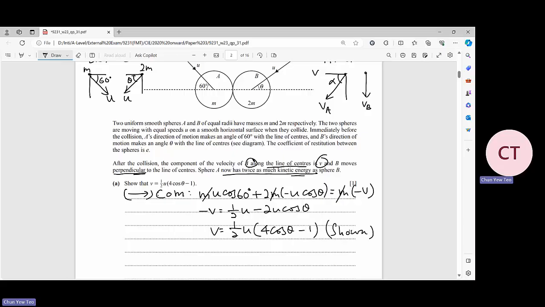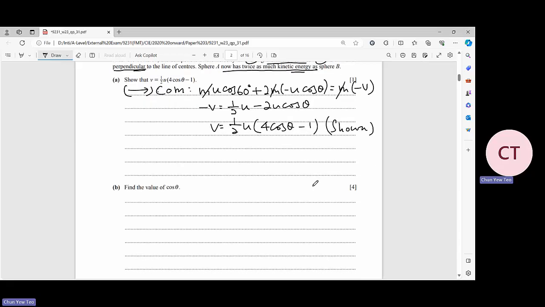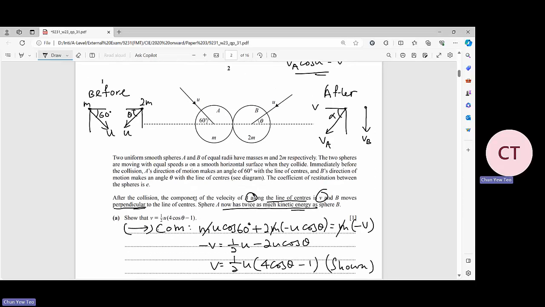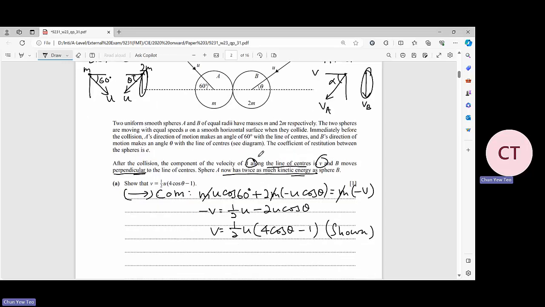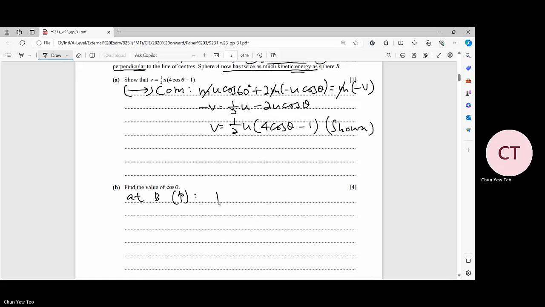The purpose of this question is to tell you that A has reversed direction after the collision. Now we want to find the value of cos theta. So we will consider the vertical component. For the vertical component of B, before and after are the same, because the vertical component is not involved in the collision. So you have u sin theta equal to VB. You can write VB is equal to u sin theta.